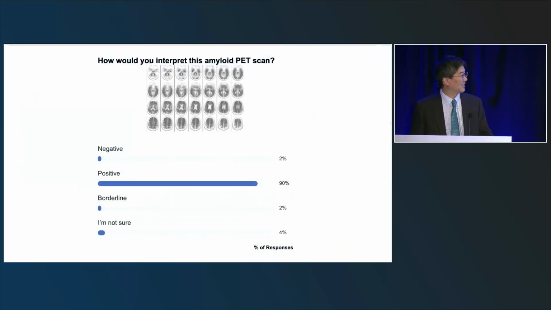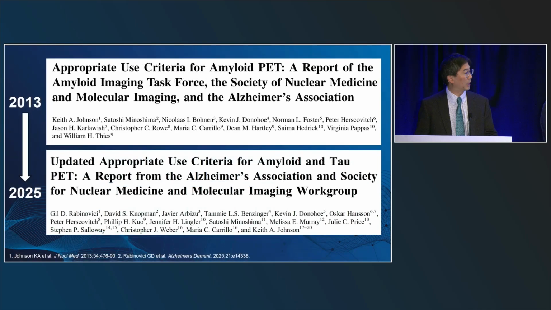And the answer is, all right, great job, everyone. 90% answered positive. And actually, this is positive in every region. Hopefully you saw that. The temporal, occipital, frontal, and parietal were all positive. So that was clear examples of positive and negative, and John will show further examples.